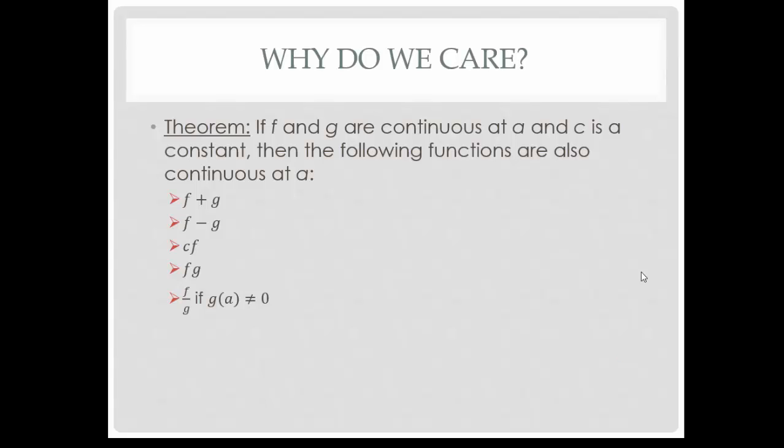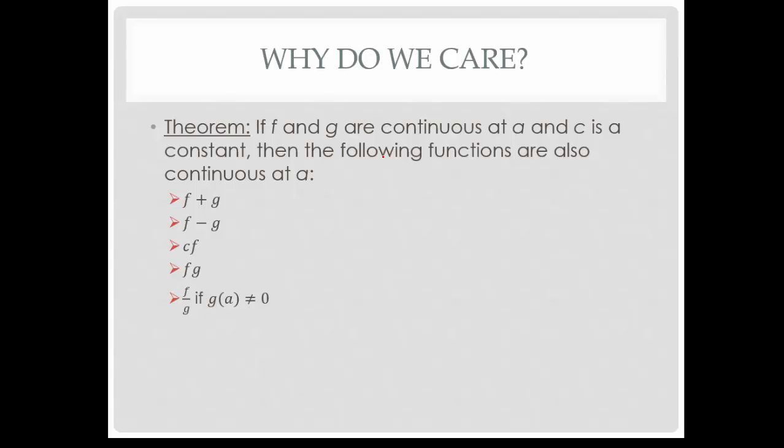So the first theorem we want to look at says, if f and g are continuous at a, so there's the requirement of continuity there, and c is a constant, then the following functions are also continuous at a. F plus g, f minus g, a constant times the function, the product of the two functions, and the quotient of the two functions under the assumption that your denominator is not going to be 0 when you plug a in.